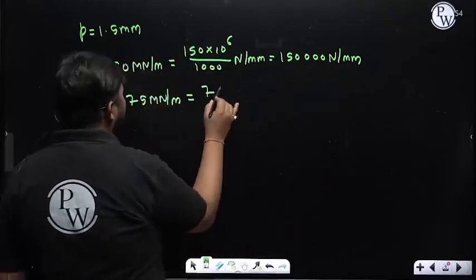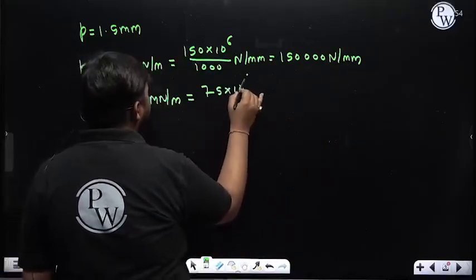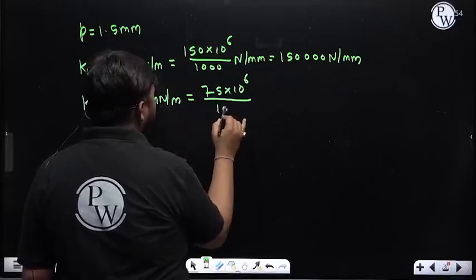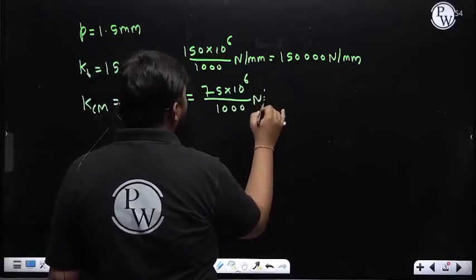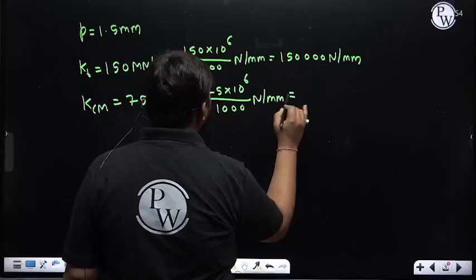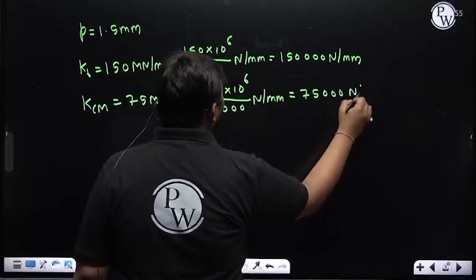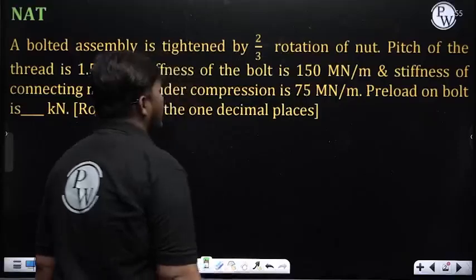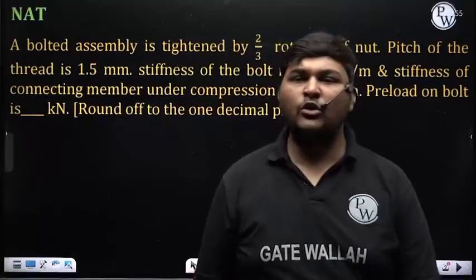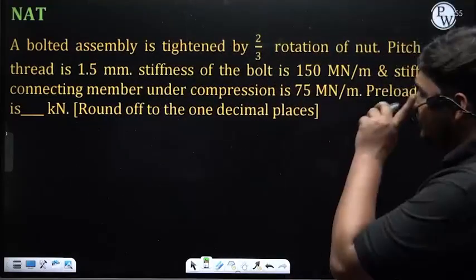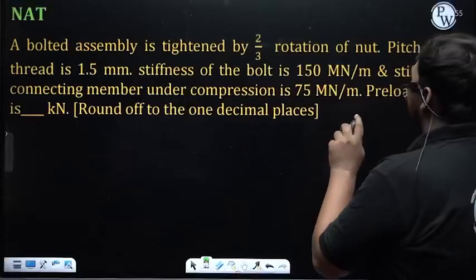Similarly, it will be 75. 1 mega Newton is 10 to the power 6 Newton divided by 1 meter which is 1000 mm. So in Newton per mm, the stiffness of the connecting member will be 75,000 Newton per mm. Now we have to calculate the preload in the bolt when we have tightened the nut by 2/3 rotation.